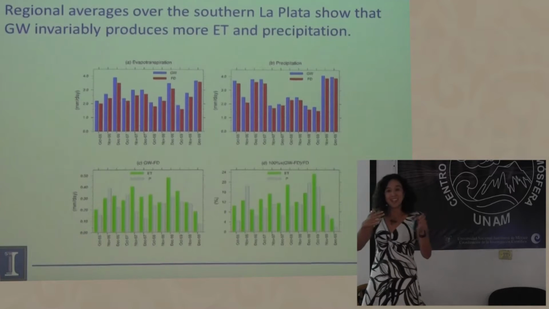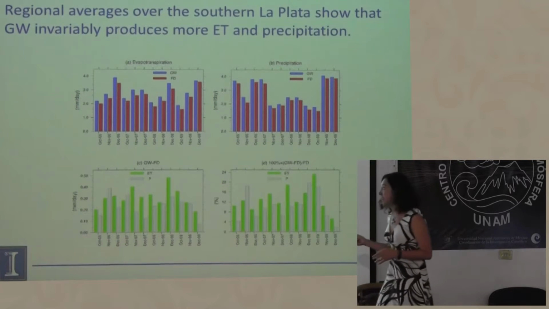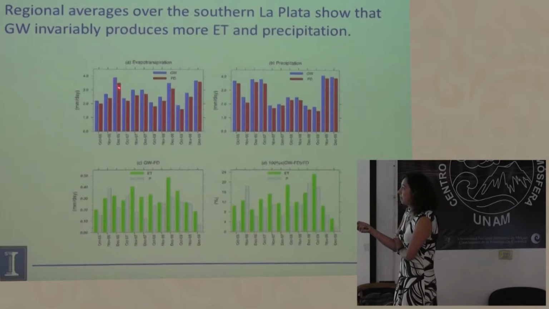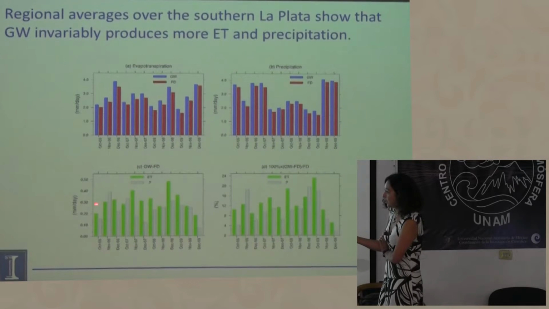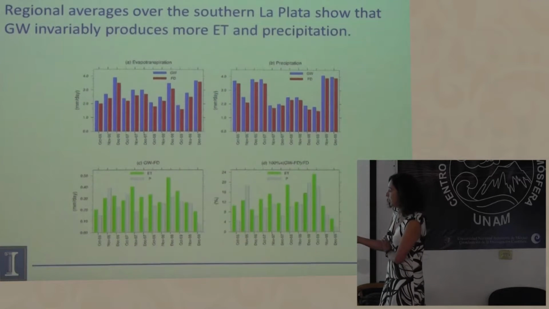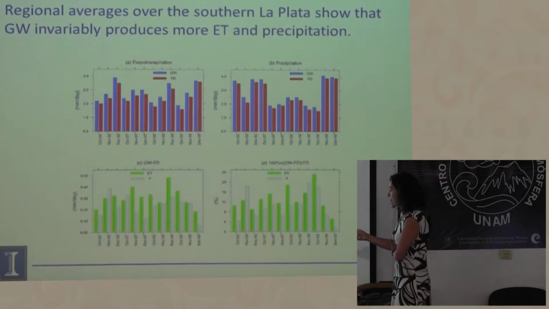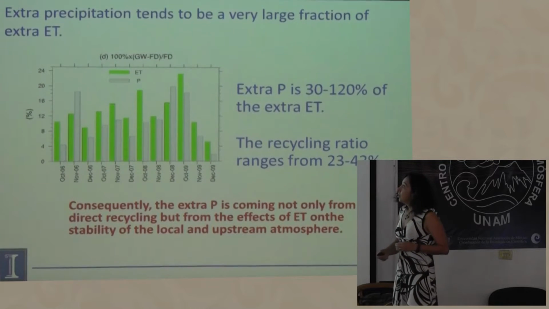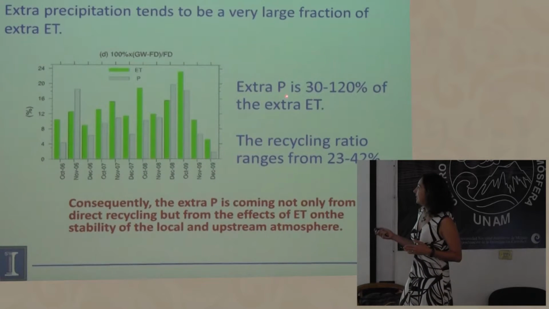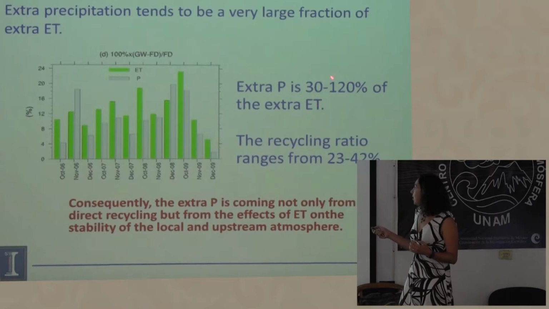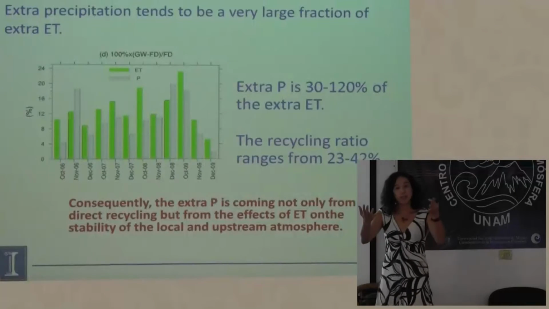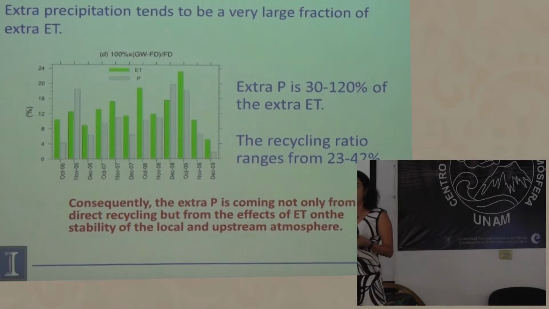So unlike the United States, where the signal was very, very noisy, this is a very clean signal where the groundwater is always increasing evapotranspiration and precipitation. This is just groundwater minus free drainage in ET and in precipitation here. And this is the percentages. So I'm going to blow up this last one. What we find is that the increase in precipitation is 30 to 120% of the extra ET. Okay? So you're increasing ET, but precipitation is increasing a lot.